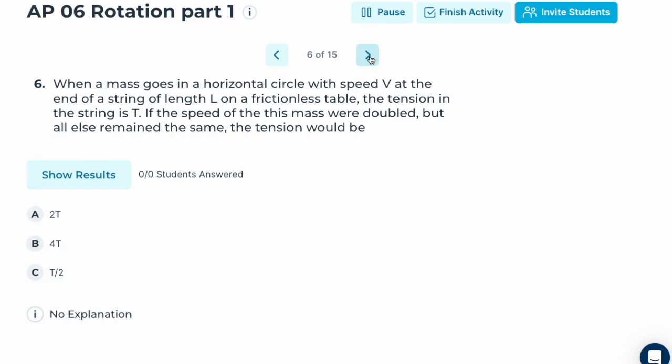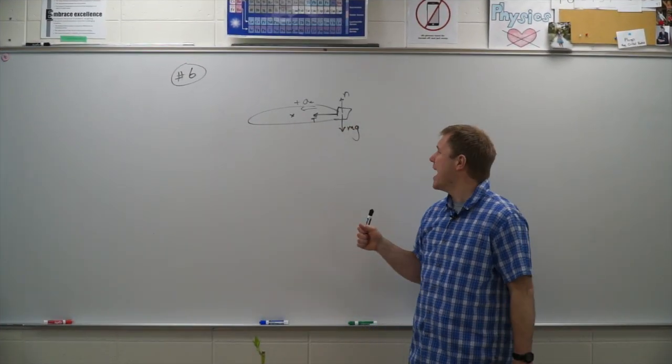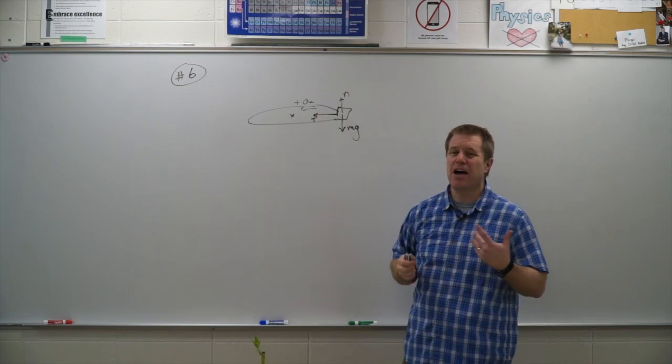When a mass goes in a horizontal circle with speed v at the end of a string of length L on a frictionless table, the tension in the string is T. If the speed of that mass is doubled, but all else remains the same, the tension would be 2 times that tension, 4 times that tension, or half that tension. Let's take a look. All right, so you got it going around in a circle. We're going to double the speed and see how the tension goes.